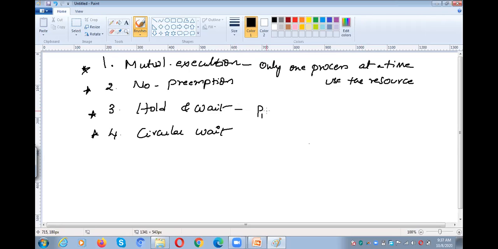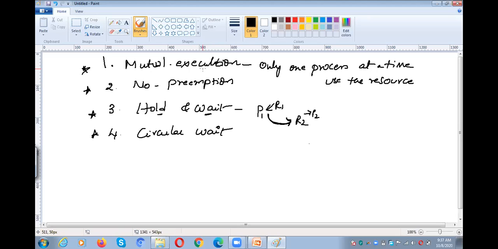For example, P1 is holding a resource R1 and it is waiting for another resource R2. That means here R1 is allocated to P1. Right now P1 has one resource R1 and it is waiting for another resource called R2, because it is allocated to some other process, maybe. So P1 is allocated R1 and it is waiting for another resource; that is called hold and wait. It is holding a resource and waiting for another resource. That is the reason why it is called hold and wait. It is another reason for the deadlock.